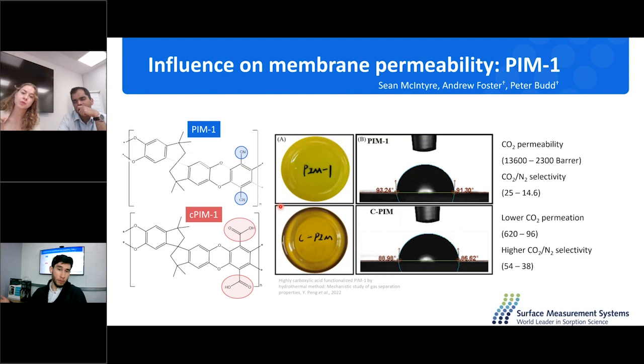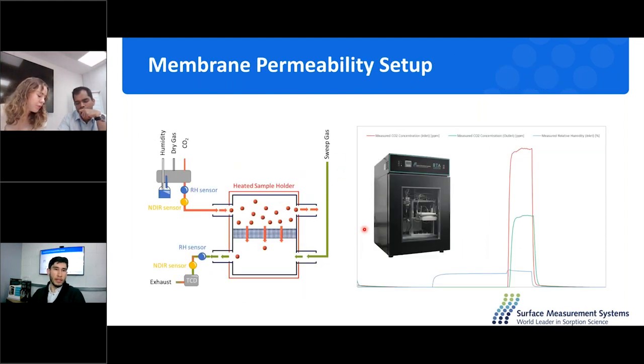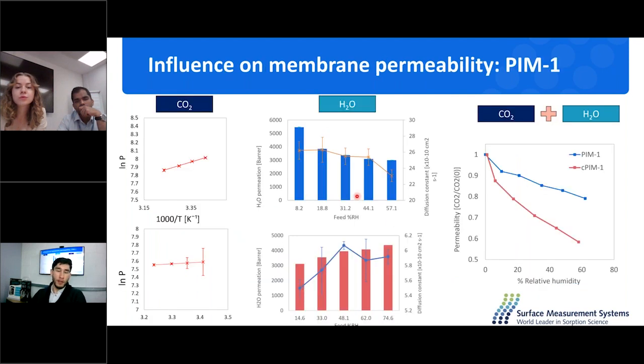So in a real world process, because water is present, how does water affect the permeability of CO2? We tested it in a membrane permeability setup here, a cross-flow configuration. I won't go into detail in the interest of time, but I just want to quickly show some interesting results. In both materials, for pure CO2 permeability, we have a negative permeability constant, so this follows a sort of anti-Arrhenius behavior for the activation energy, which means that CO2 permeability is favored. The transport through the membrane is favored.